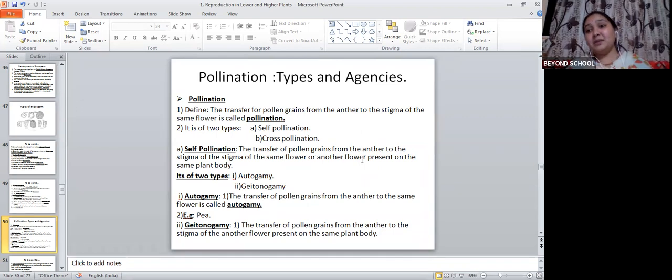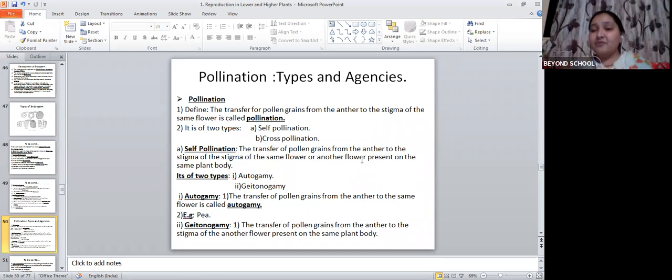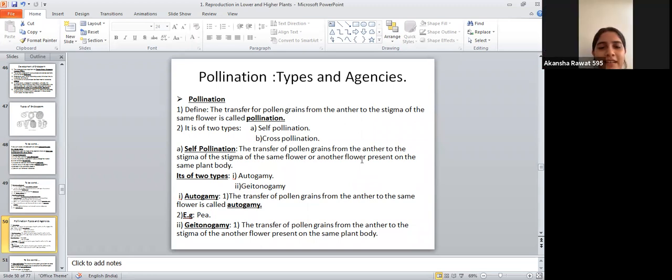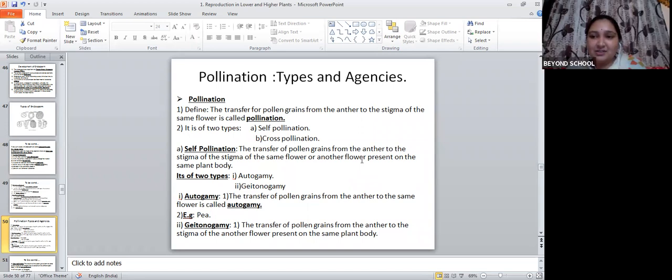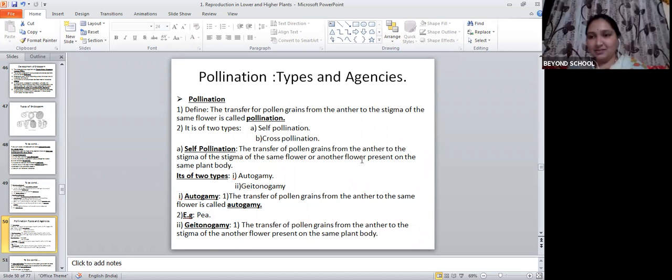Example is the green pea plant. It is the same flower, and they are not taking the trouble to go to some other plant or a plant below to drop their pollen grains. They are not doing that kind of hard work. They are just transferring to nearby, within the same flower. And this is called autogamy.